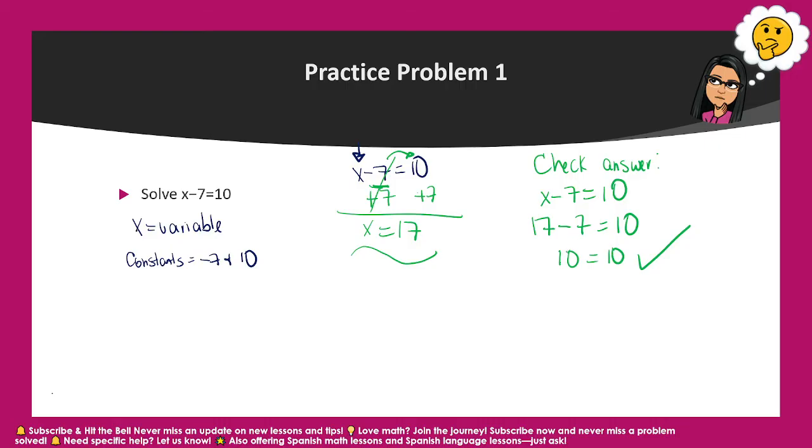If when you check your answer, it doesn't give you an equality, so for example, if it gives you 9 equals 10, that's not true, right? So you need to check something on the first step. Something might be wrong. You might have been adding incorrectly or dividing incorrectly, depending on the equation.